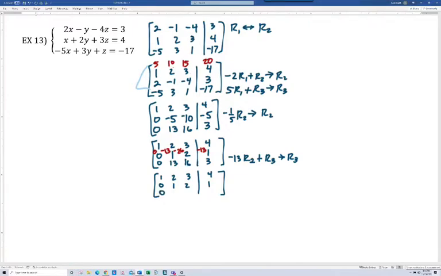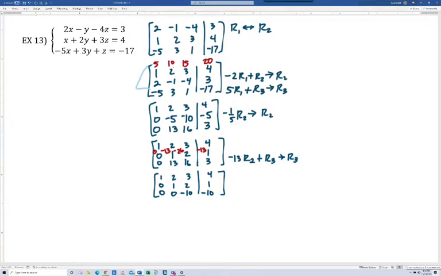0 and 0, we get 0. Of course, -13 and 13 is 0. -26 and 16, that's going to be -10. And -13 and 3 is -10. And so finally, we got our 1 and our 0 in the second row.